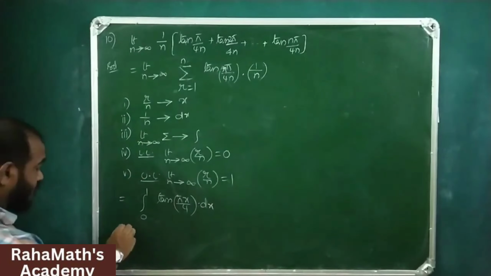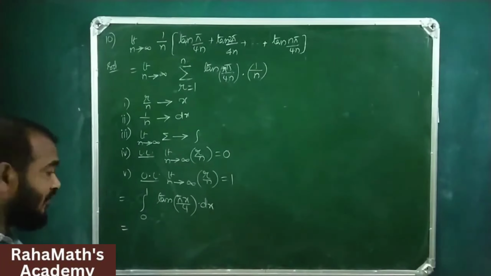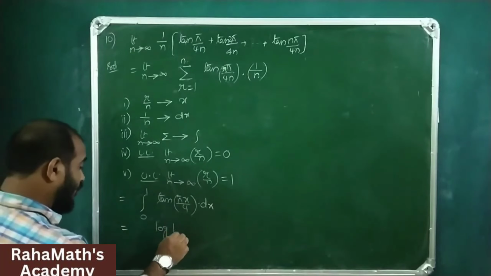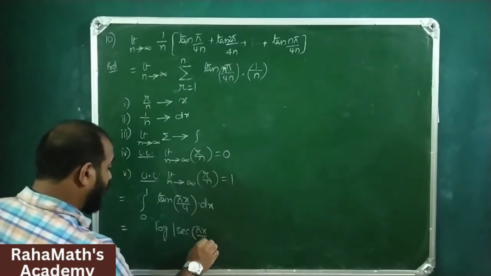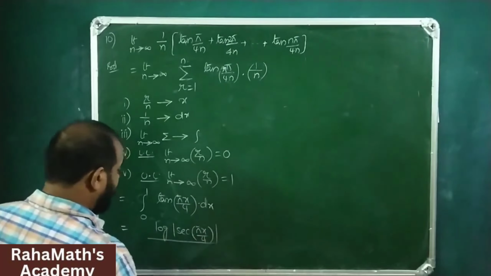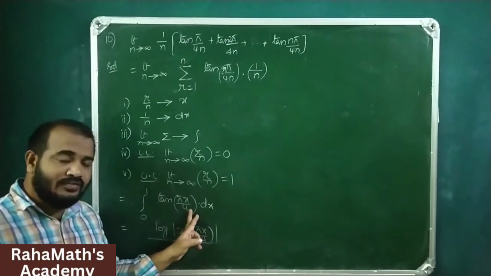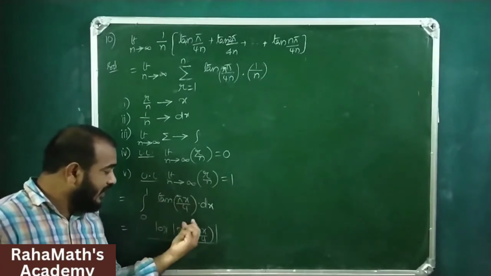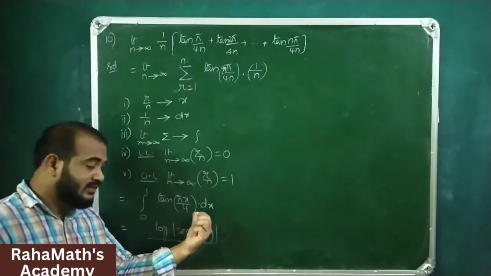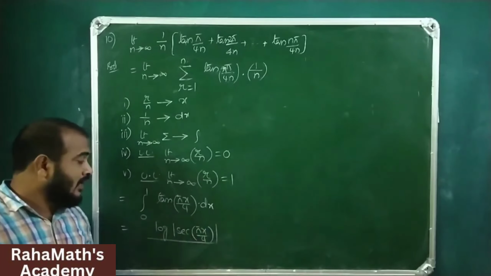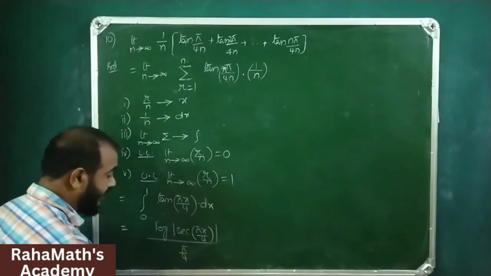So this is equal to the integral of tan x, which is log mod secant x. The log modulus of secant x value here is pi x by 4. I know the integral of tan x, but I don't know the integral of tan pi x by 4. So I have treated pi x by 4 as a whole to be x. Then it has become the integral of tan x, log mod secant x, divided by the coefficient of x, which is pi by 4, with which I have to divide.